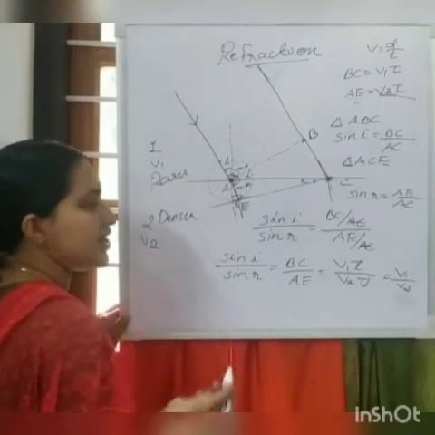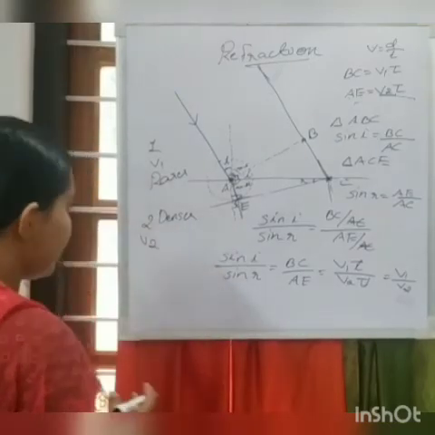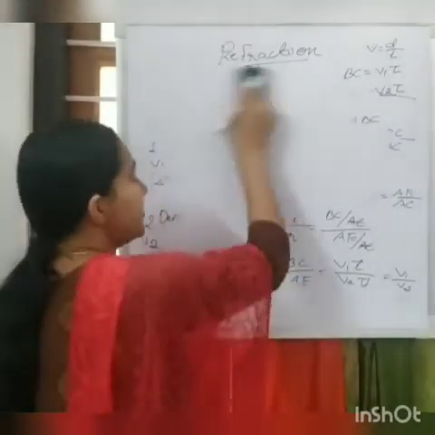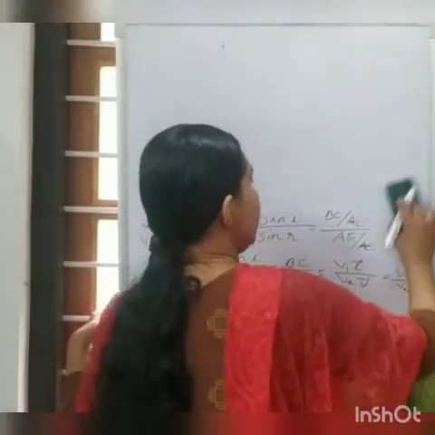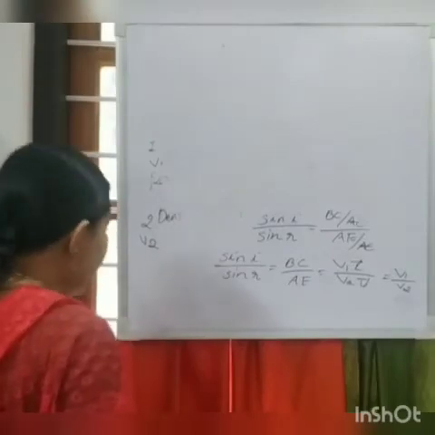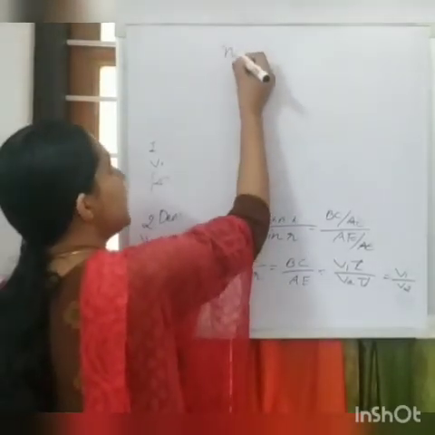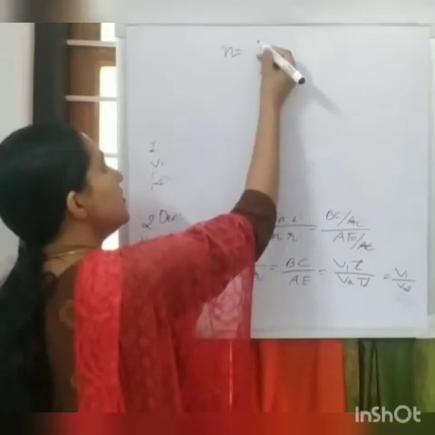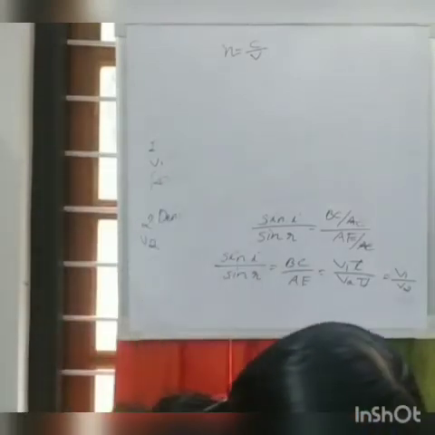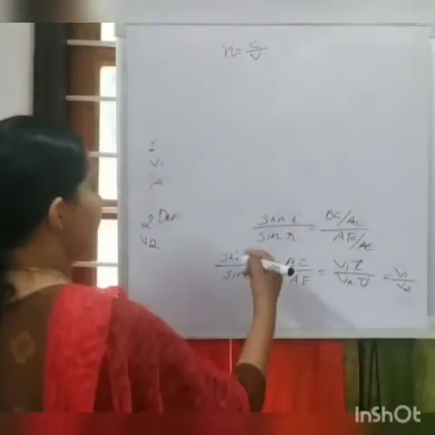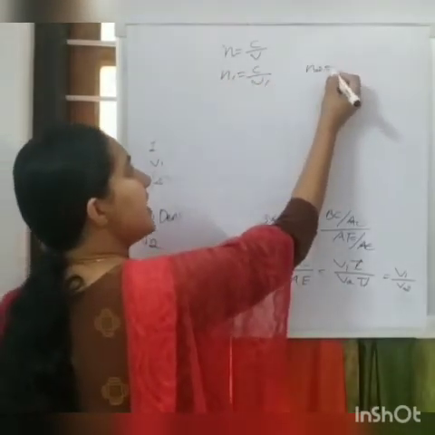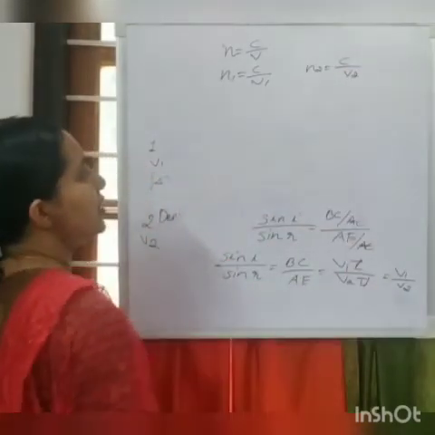What is the relation between velocity and refractive index? V equals C by lambda, isn't it? So N equals C by V, isn't it? N equals C by V. So here in the first medium, N1 equals C by V1. In the second medium, N2 equals C by V2.